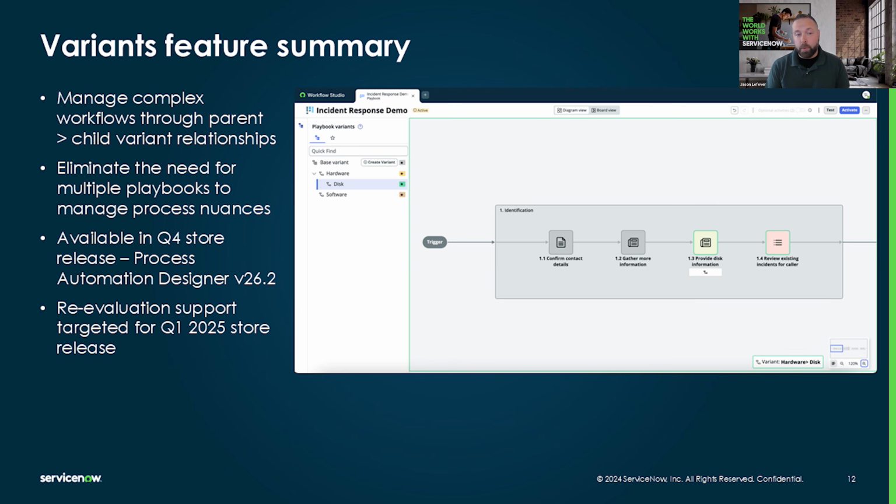So you'll be looking for Process Automation Designer version 26.2. This is available with the latest version of Workflow Studio. So Workflow Studio 26.2 releases at the same time. If you install Workflow Studio, you will get these capabilities.